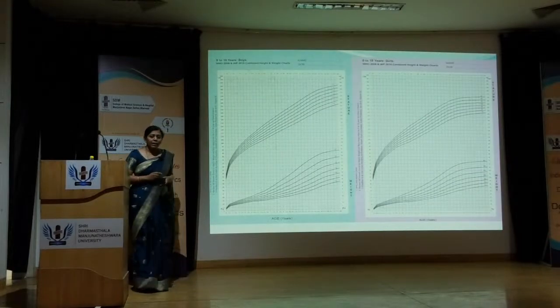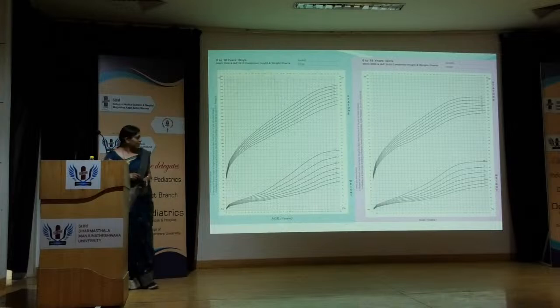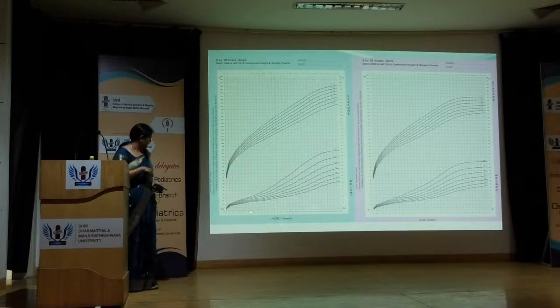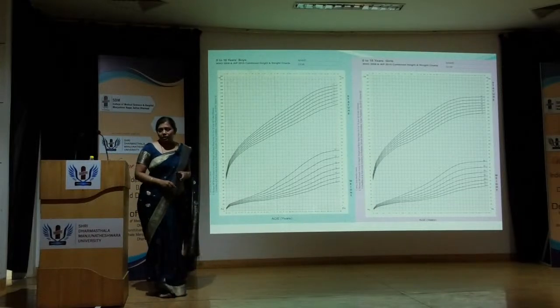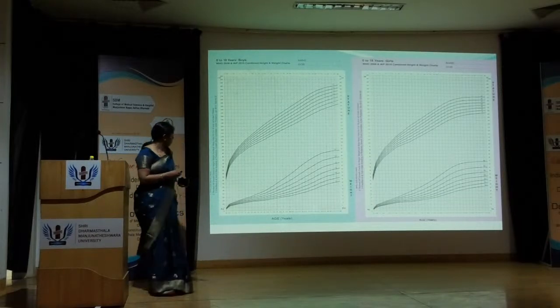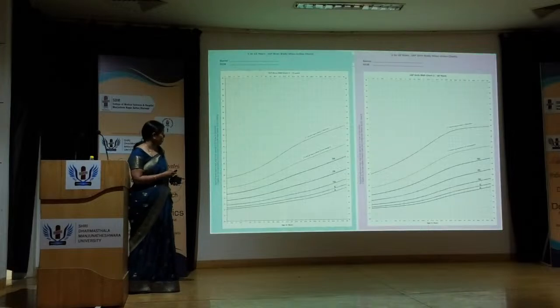These are the combined WHO and IAP growth charts. The first 5 years is taken care of by the WHO. Then the IAP charts are extended till 18 years, as a reference for the Indian population. For the same, on the other side we have got BMI charts.